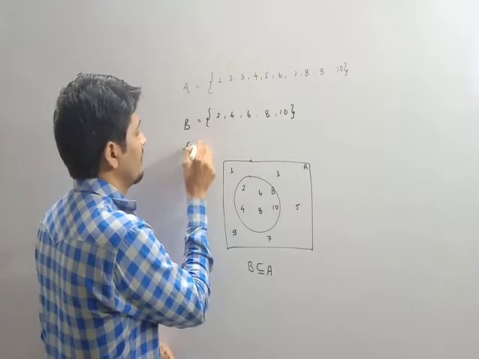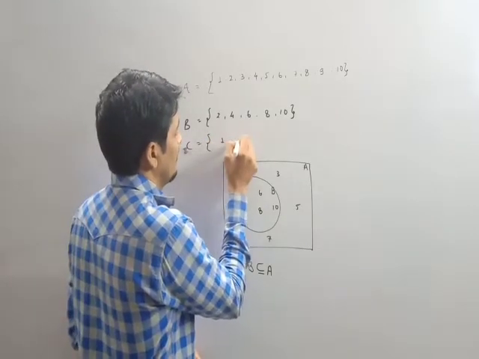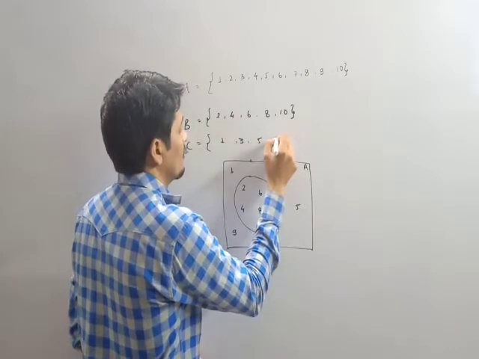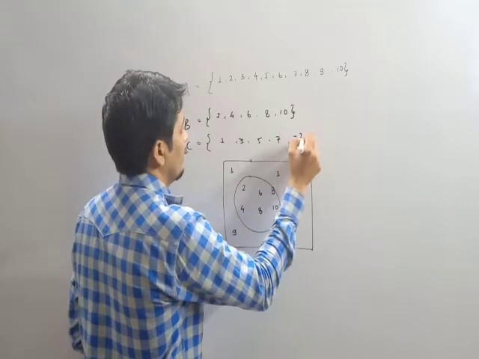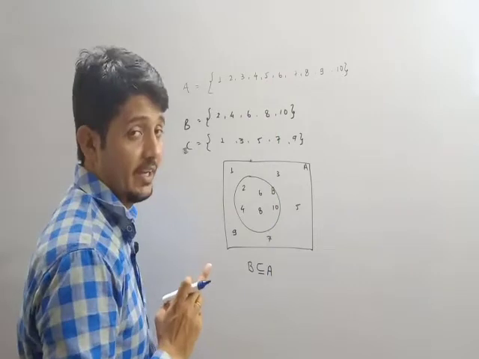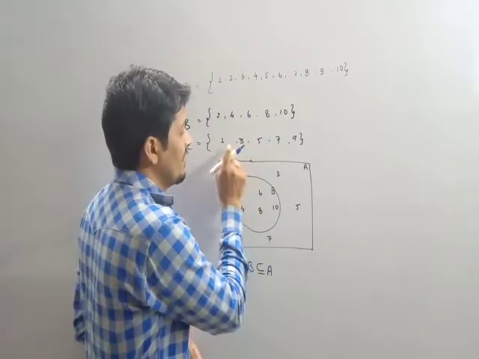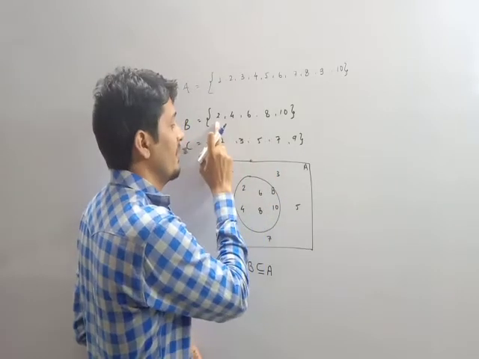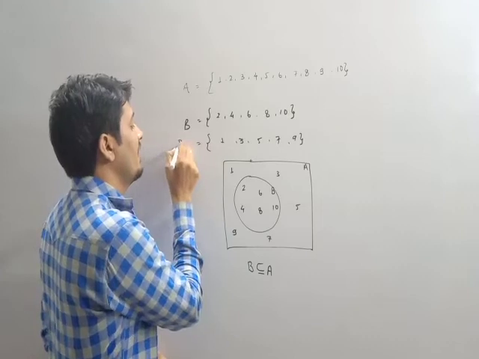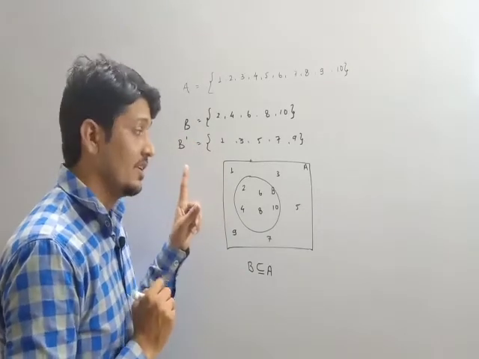Set C contains the members 1, 3, 5, 7 and 9. So all these members are not present in set A, and they are not present in set B either. So we will say these members are not present in set B. That means this set is the complement of set B, and we represent it as B dash. B dash means the complement.